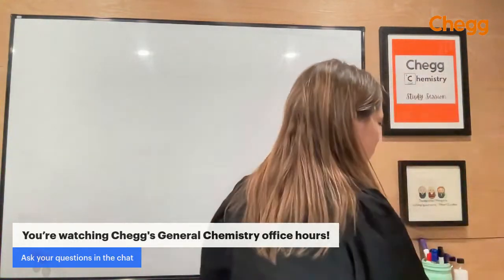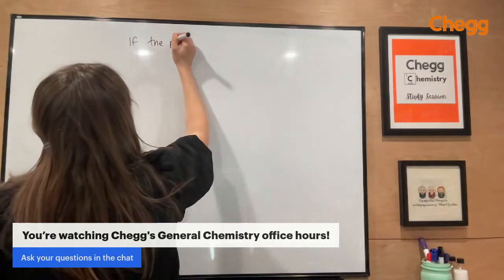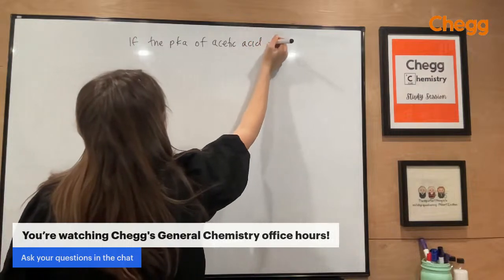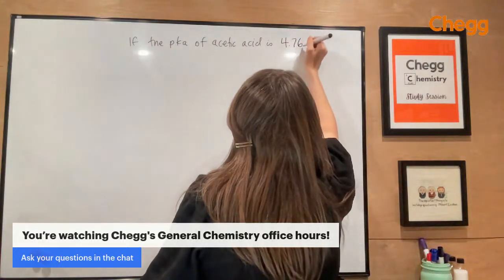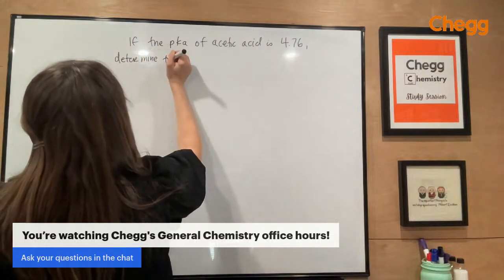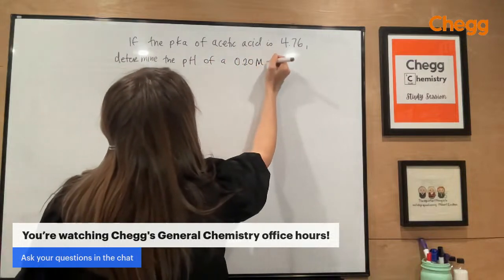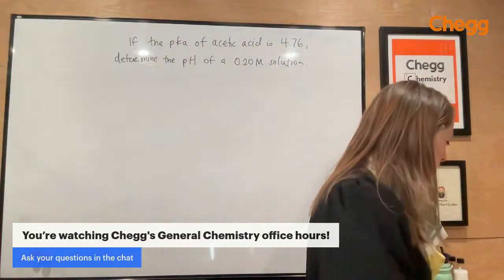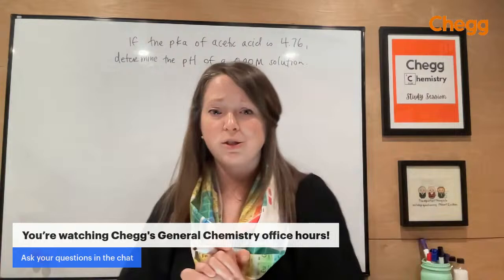So I'm going to write out a problem and we'll talk through all of that. If the pKa of acetic acid is 4.76, and I don't know, a 0.2 molar solution. All right, so the reason for acid-base chemistry, you get a lot of exposure to equilibrium in this unit as well. Let's go ahead and look at that.